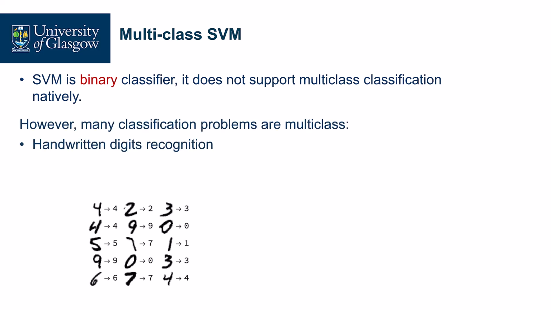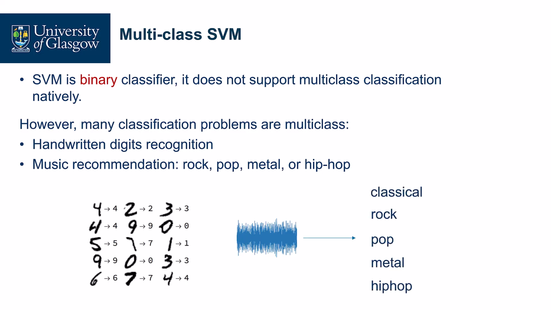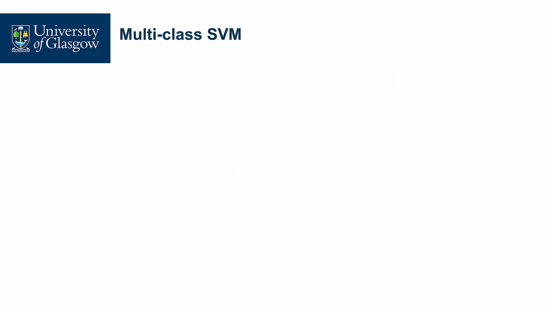So here, for example, what we have seen before, the handwritten digits recognition. So we need to recognize from 0 to 9, right? Another example is a music recommendation program. We have some voice and we need to recognize whether it's classical, rock, pop, metal, or hip hop. So these are multi-class classification problems, and we hope to use SVM to solve them. So how can we do that?